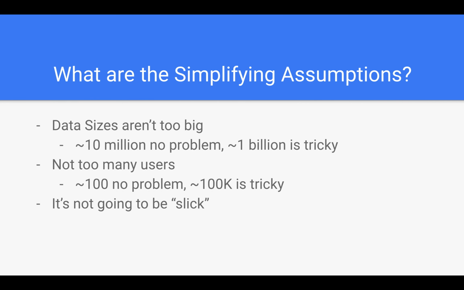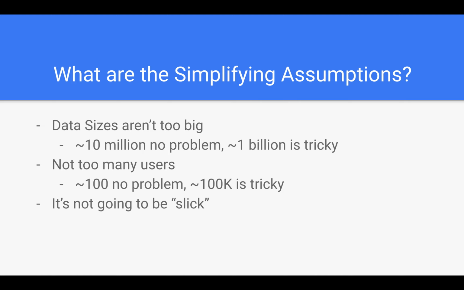Now I mentioned some simplifying assumptions. Let's talk about those. One of them is that the data shouldn't be too unreasonably large. If you start talking about 1 billion records, that's going to be tricky. I'm going to have to think a little bit about how to build that. 10 million records should be no problem. Also, there shouldn't be too many users. If you say you have 100,000 users, that might be challenging, but 100 users, no problem.